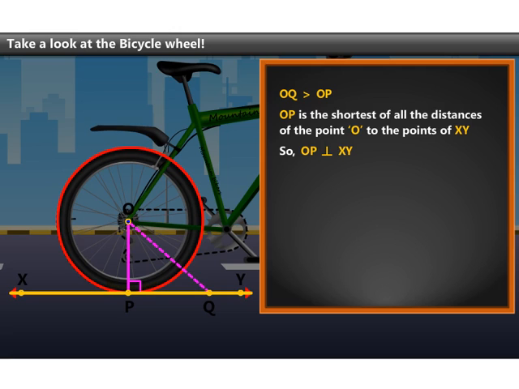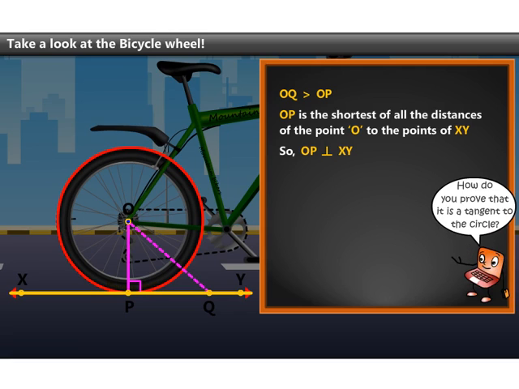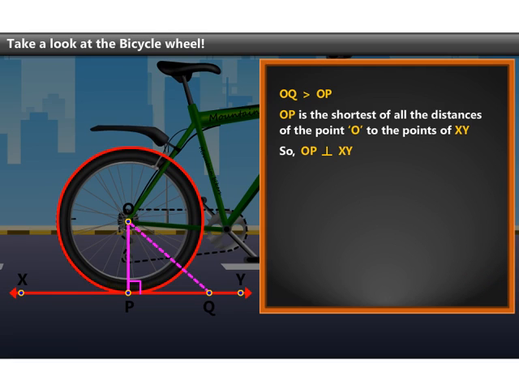Suppose a line is drawn through the endpoint of a radius and is perpendicular to it, then how do you prove that it is a tangent to the circle? Here, it is given that OP is a radius of a circle with center O. Line XPY is perpendicular to OP. To prove that XY is a tangent to the circle at the point P, take a point Q different from P on the line XY. Among all line segments joining O to a point on XY, OP appears to be the shortest. This implies that OP is less than OQ, that is, OQ is greater than OP.